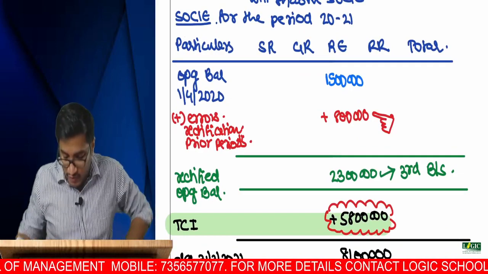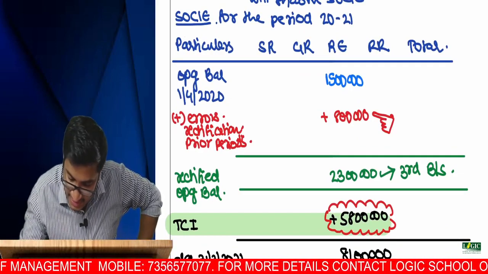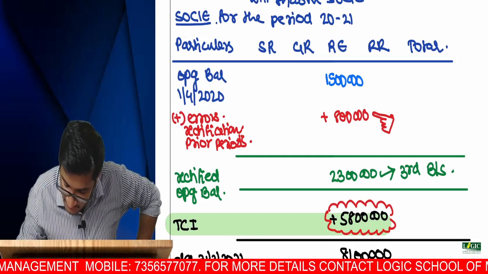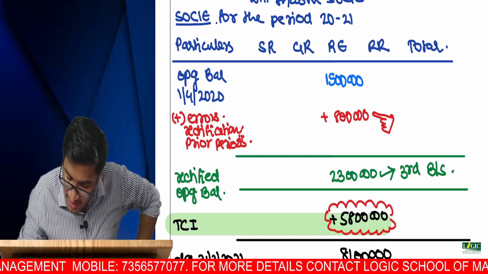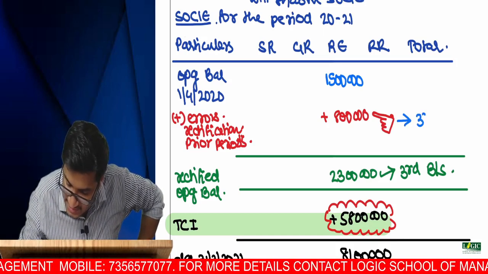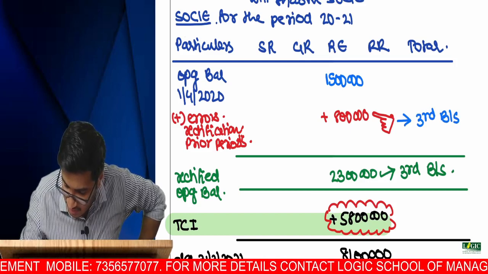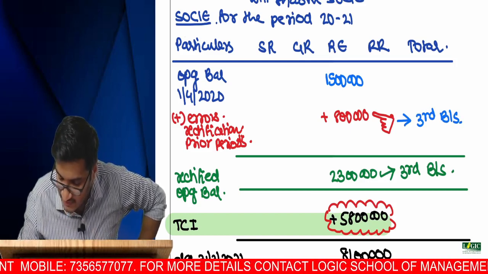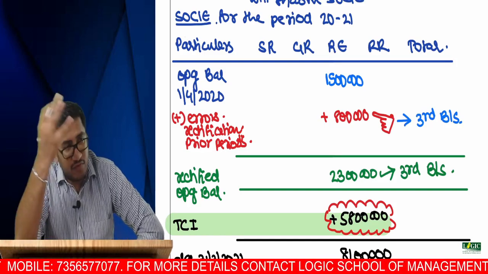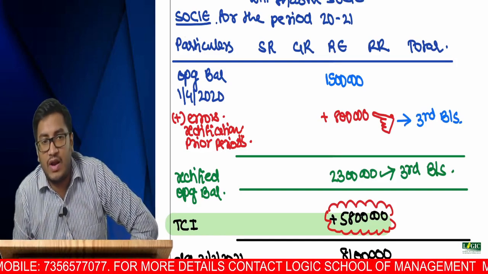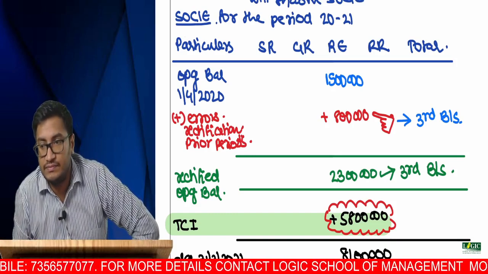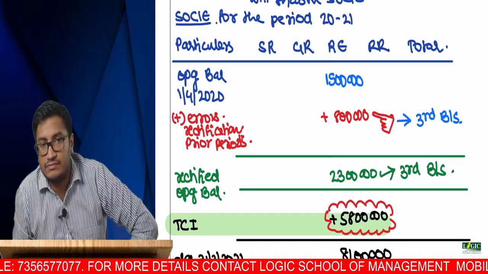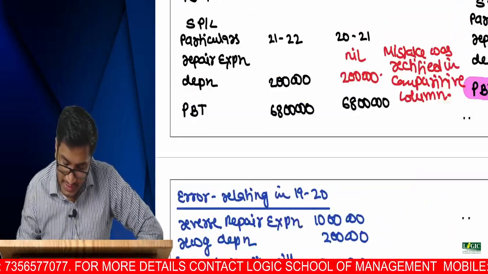Okay. So if there is such a rectification, if any of these items are there, then you have to prepare a third balance sheet, and in the third balance sheet, these updated figures of reserves and surplus will be presented as part of your other equity. Is that point clear? So please do take it down.